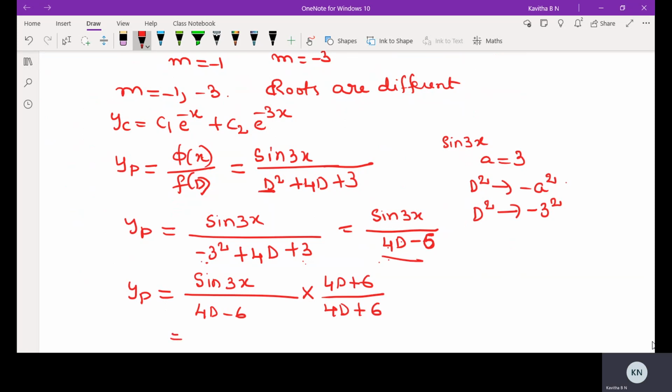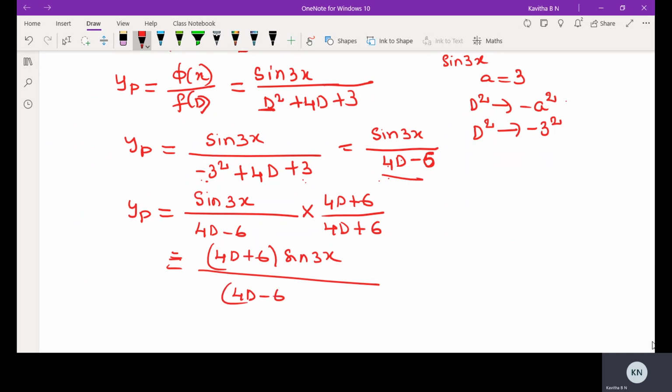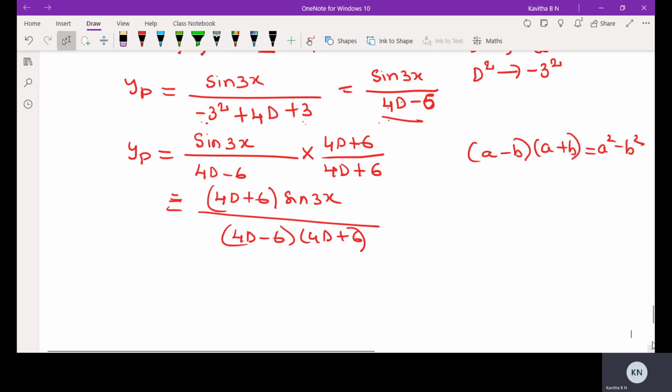Next, sin 3x becomes (4D + 6) sin 3x, whole divided by (4D - 6)(4D + 6). You know that (a - b)(a + b) is written as a² - b².